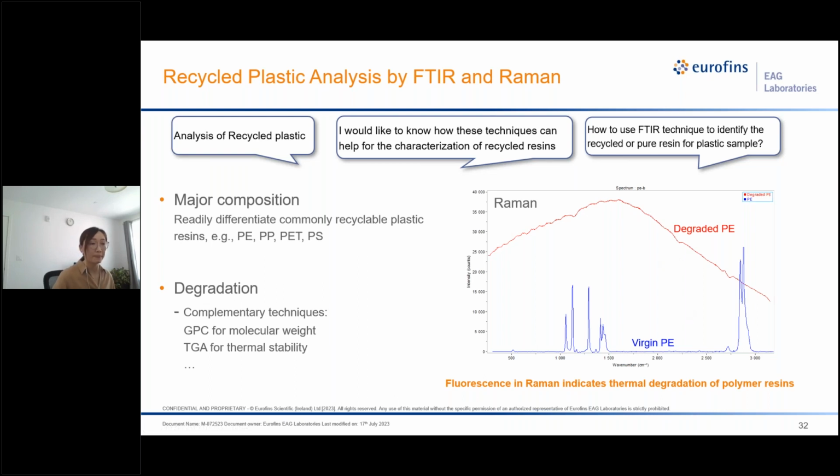This is because the polymer chains will break down, creating hydrogen defects in a carbon matrix, which further leads to strong fluorescence in Raman analysis. Raman is especially sensitive to this type of fluorescence, so Raman can effectively detect thermal degradation in polymer resins.